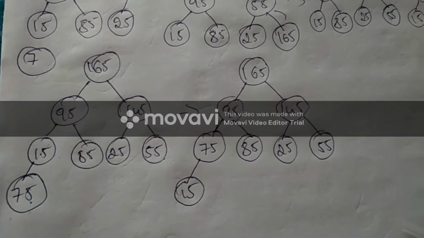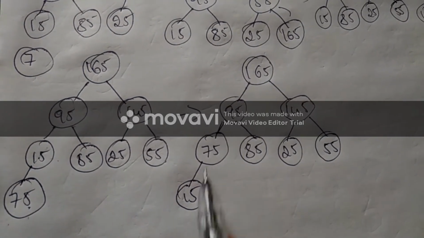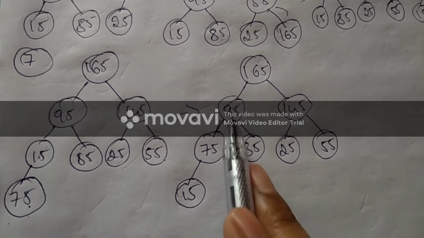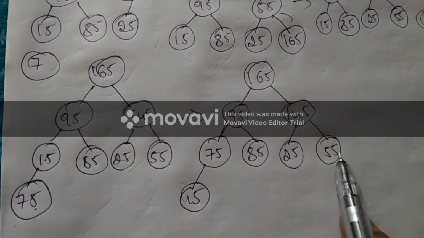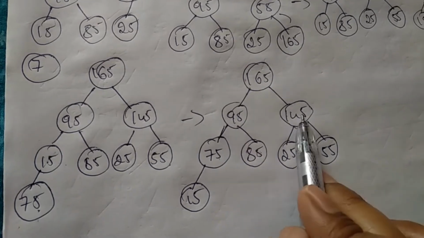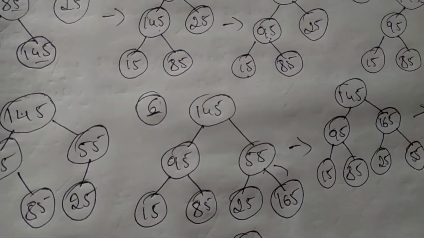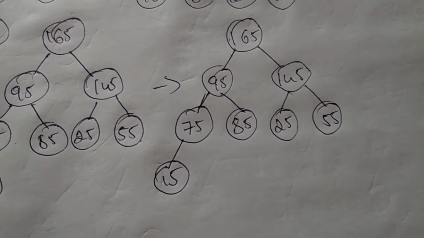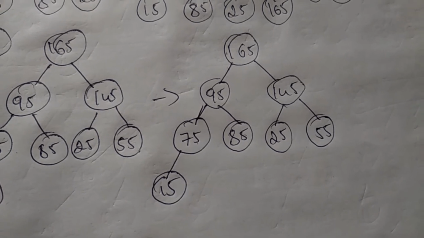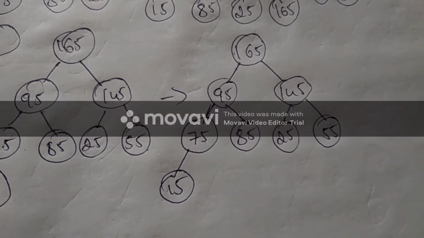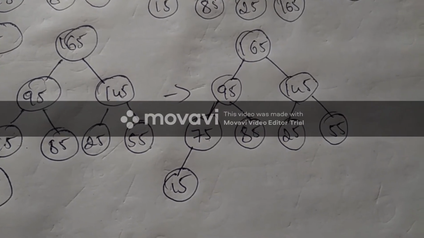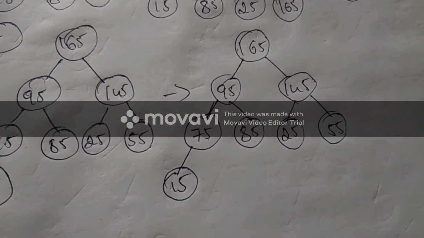Okay. See, is it satisfying the parental dominance? 15 is less than 75, yes. 95 is greater than 75 and 85, yes. 145 is greater than 55 and 55. 165 is greater than 95 and 45. Now, the first step is done. What is the first step of the algorithm? You have to construct the heap. Then you have to apply the maximum key deletion to sort the elements.